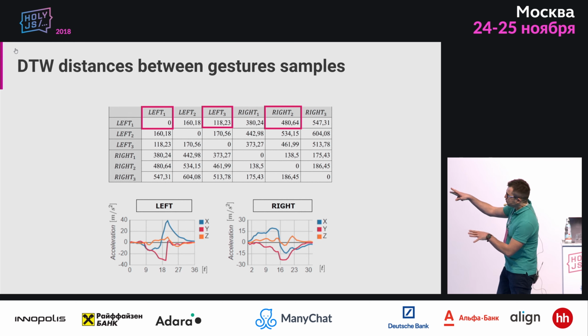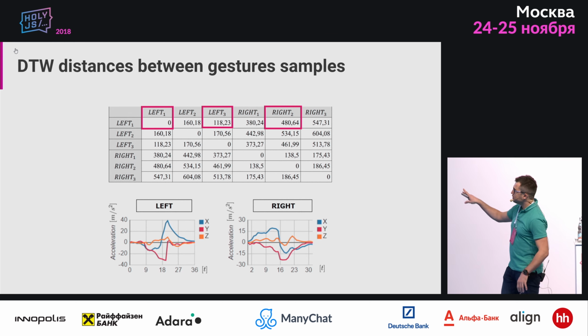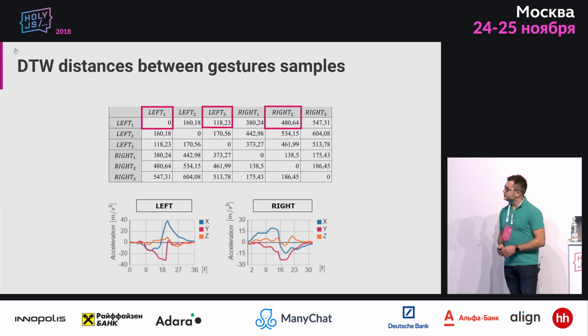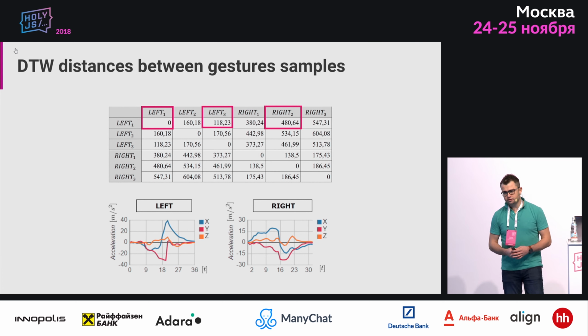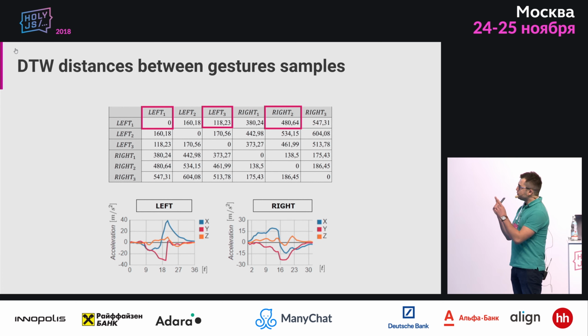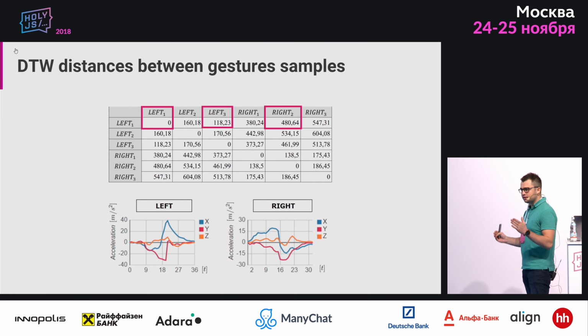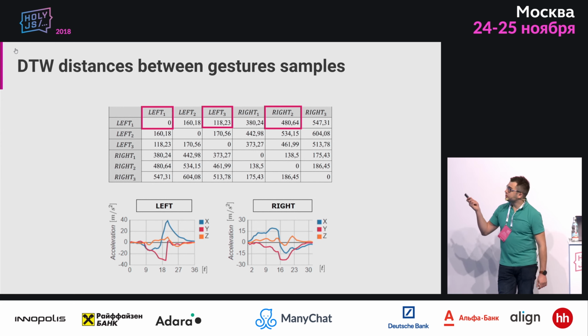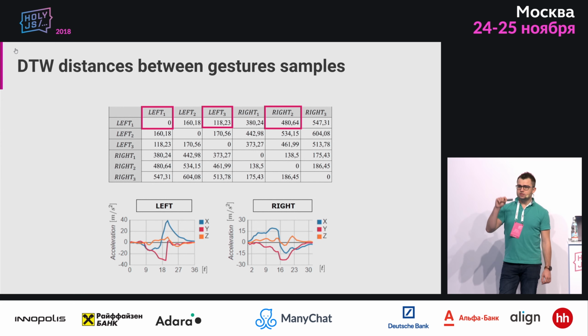Those two kinds of gestures, left and right, may look like that in the charts presented on the bottom of the slide. In the middle of the slide, we have a table with the values. If we compare the left one with the left one, which is exactly the same gesture, the distance, according to this algorithm, is 0, because they are the same. But if we compare a different left instance, the value is above 0.